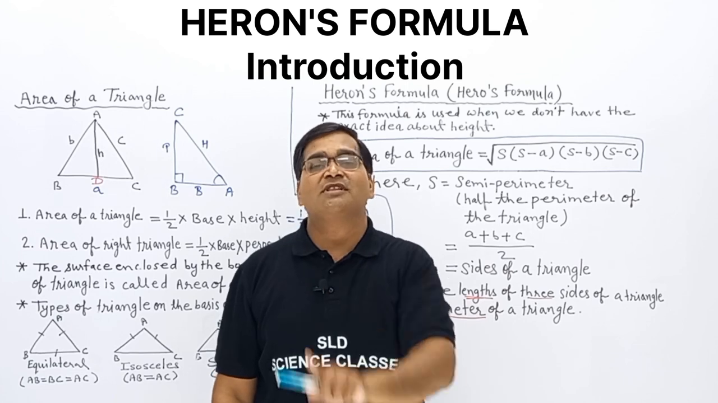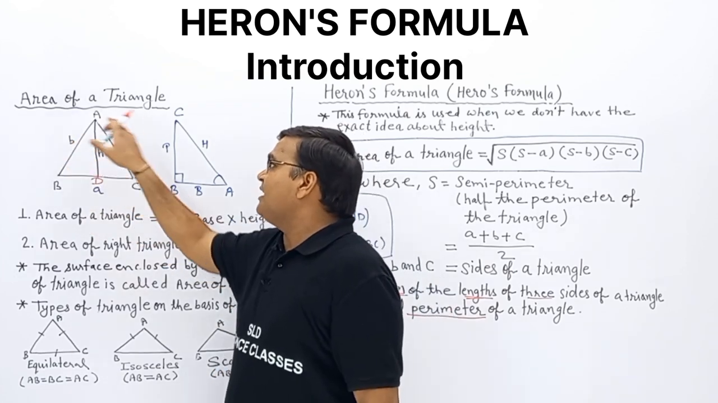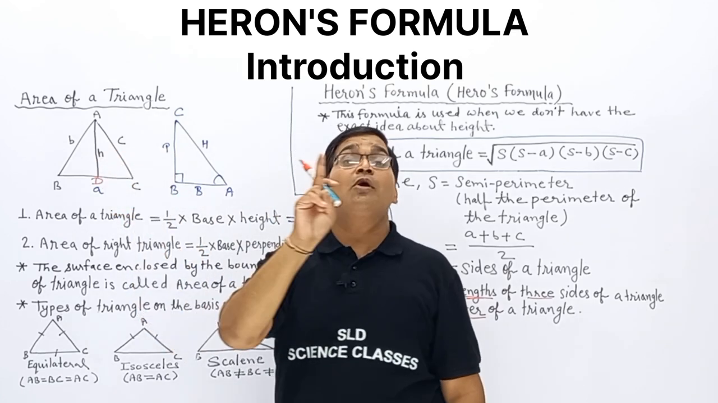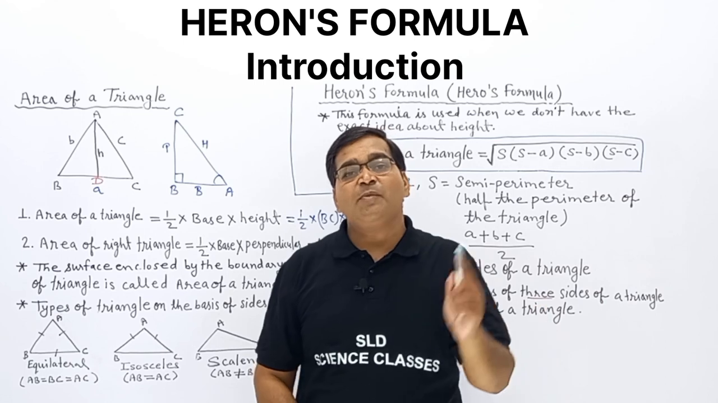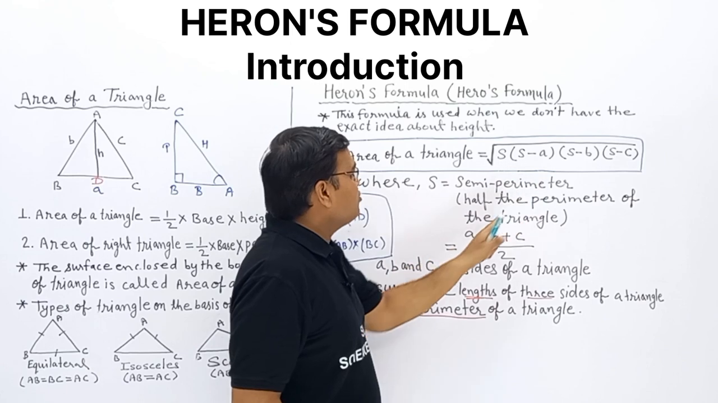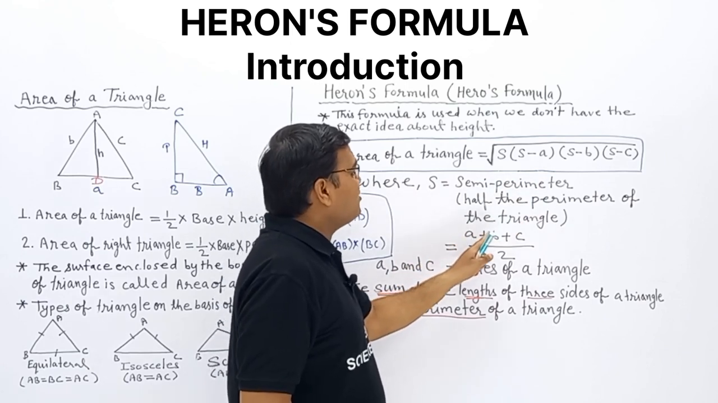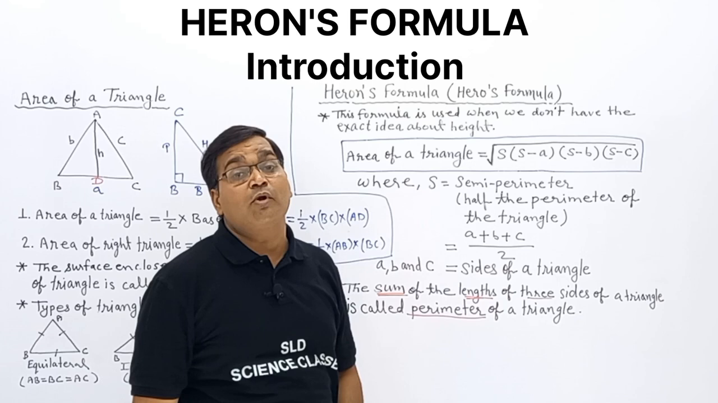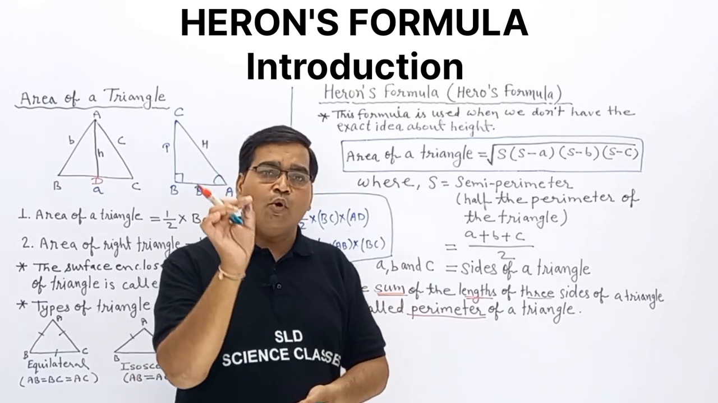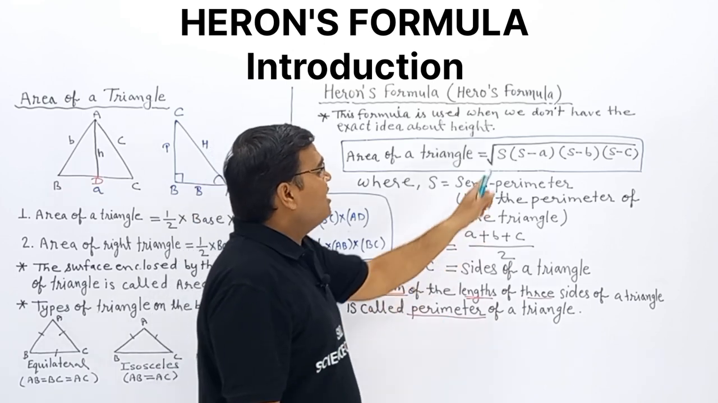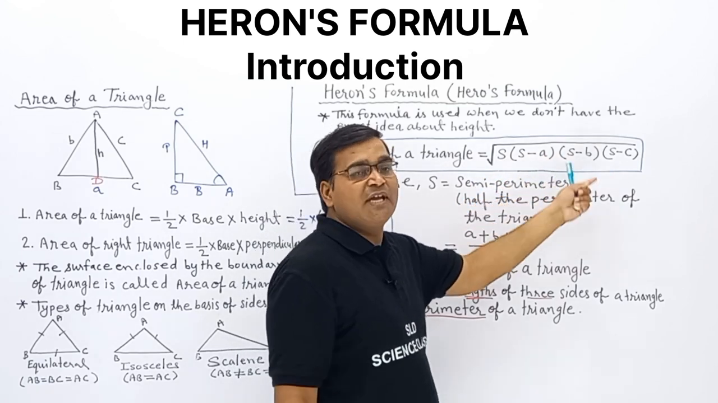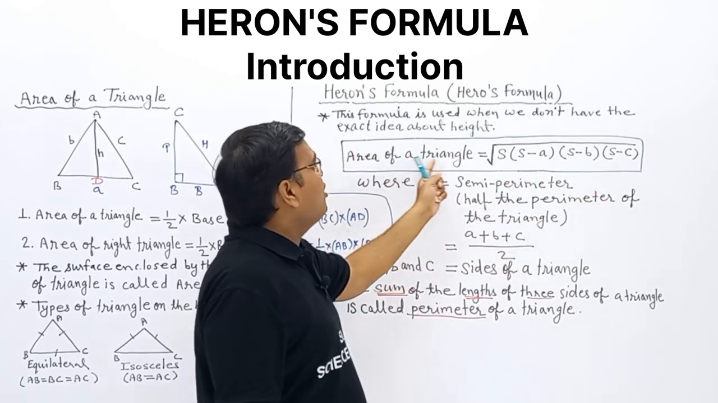Perimeter is the sum of all the sides. So it is A units, B units, C units. The sum of these three sides, A plus B plus C, is the perimeter. And the semi-perimeter is half of this one. So s equals the semi-perimeter: we add all the sides, A plus B plus C, and divide by 2. Clear? So in the questions, once we have all sides, we can find s, then we put the values of s, a, b and c, solve, and finally get the area of a triangle.